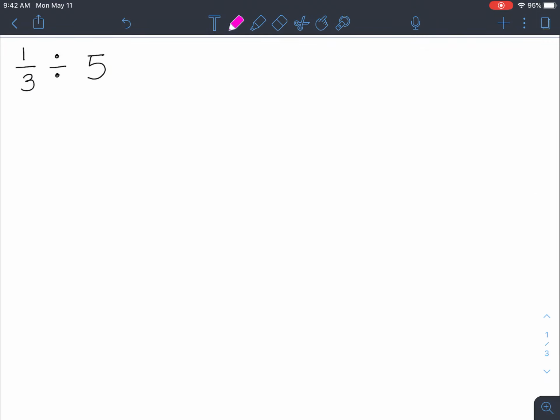Let's go ahead and take a moment to look at this next problem. This time, it's a super straightforward problem. I have 1/3 divided by 5. I need to see what number I'm starting with.